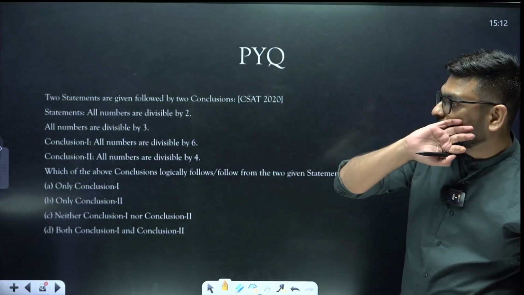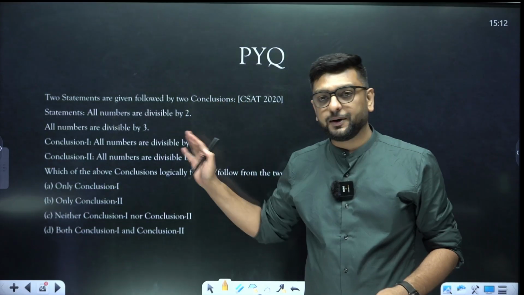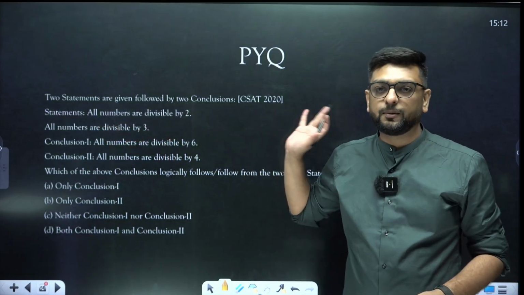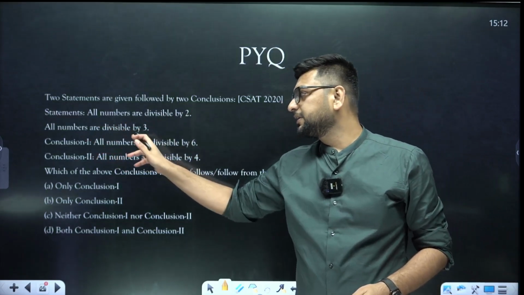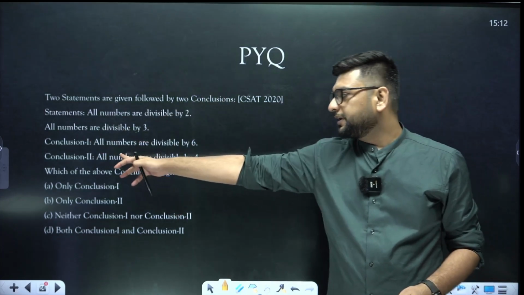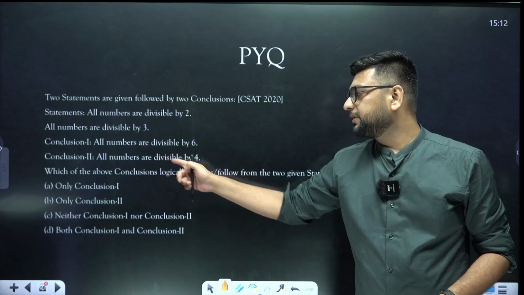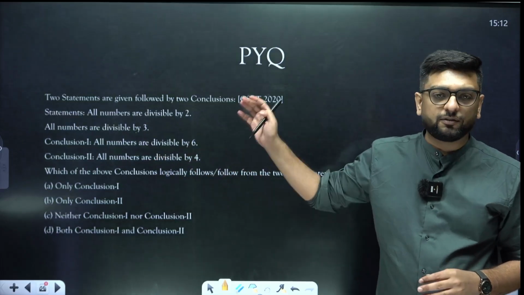Okay. So now this is statement and conclusion. Statement says all the numbers are divisible by 2. Okay? All the numbers are divisible by 3. Conclusion 1 says all numbers are divisible by 6. Conclusion 2 says all the numbers are divisible by 4. Which of the following conclusions are true?